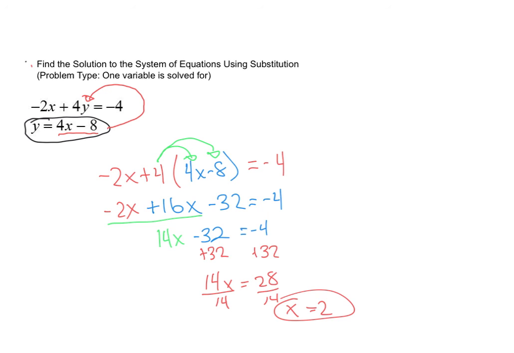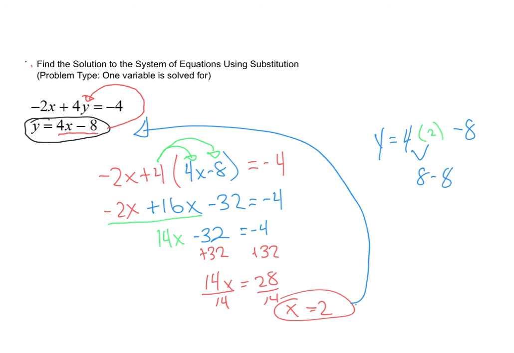Once you know the value of x, you need to find the y ordered pair. So we will go back to that original isolated variable and say y equals, well, it's 4x minus 8, but I know that the value of x is now 2. So I replace or substitute the letter x with the number 2. Keep everything else. 4 times 2 is 8. Minus 8 is 0. So y equals 0. And then my answer is going to be an ordered pair, (2, 0).